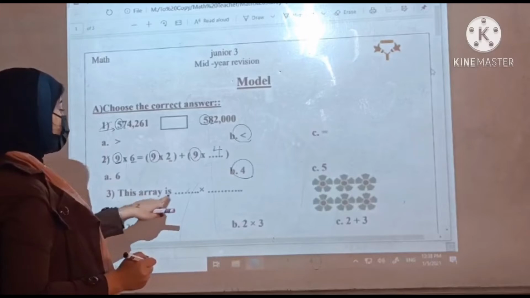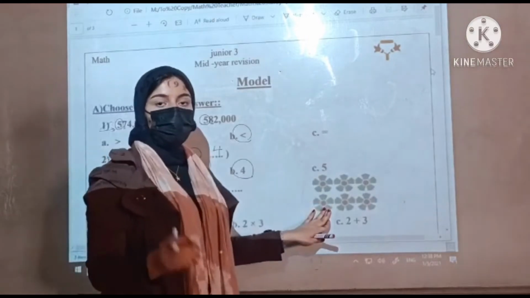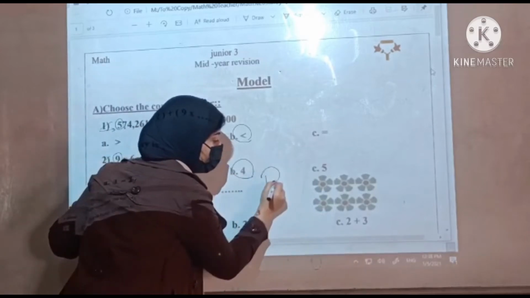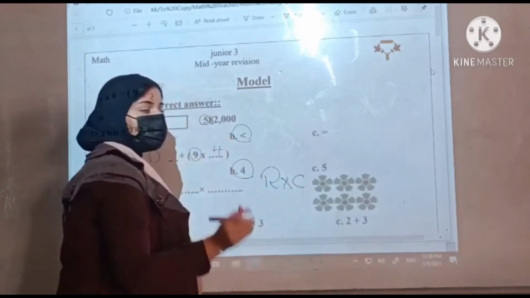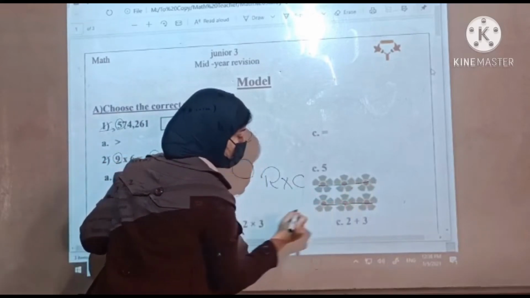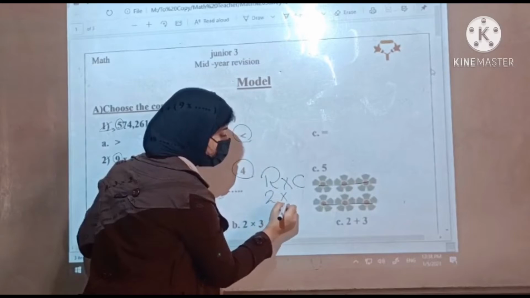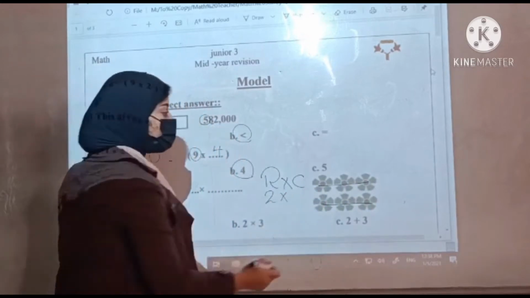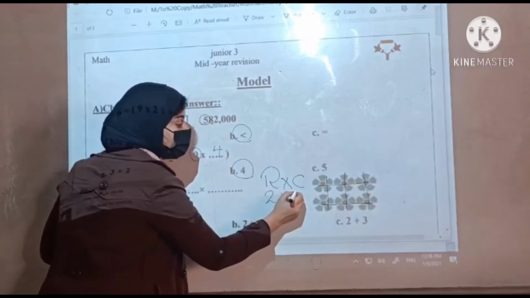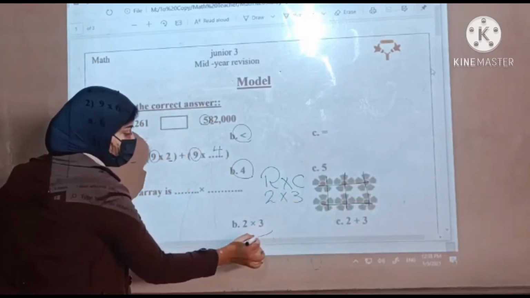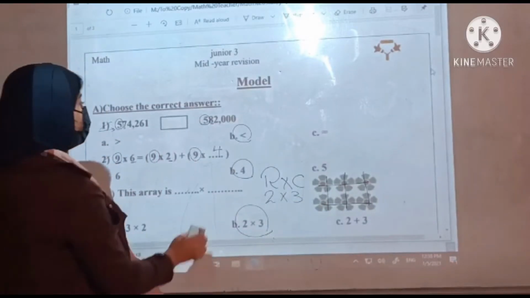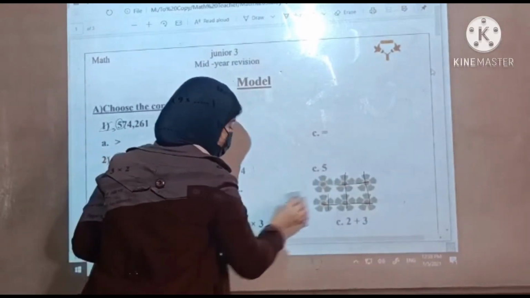Here, this array is. So I have this array. So in array, I start by number of row. So it will be row times column. So let's count how many rows we have. 1, 2. So it will be 2 times how many columns here? 1, 2, 3. So it will be 2 times 3. Okay, it will be this one. Now I'm gonna erase this.